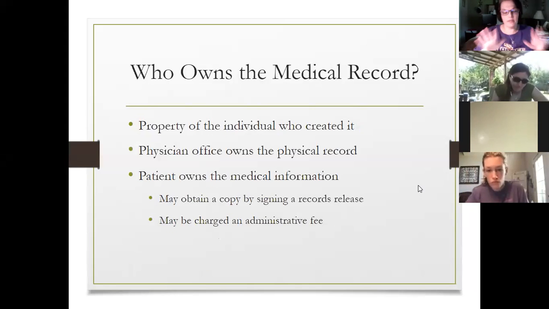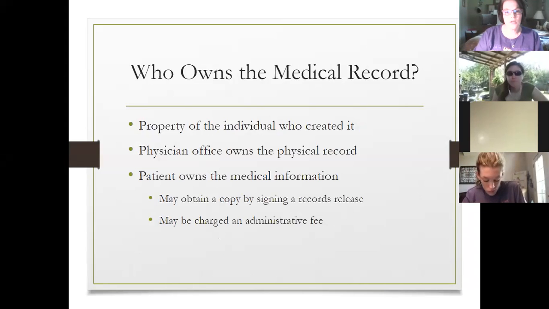Okay, this is so important. Who owns the medical record? Do any of you know who owns the medical record? The doctor who created it. And the people who keep it up.